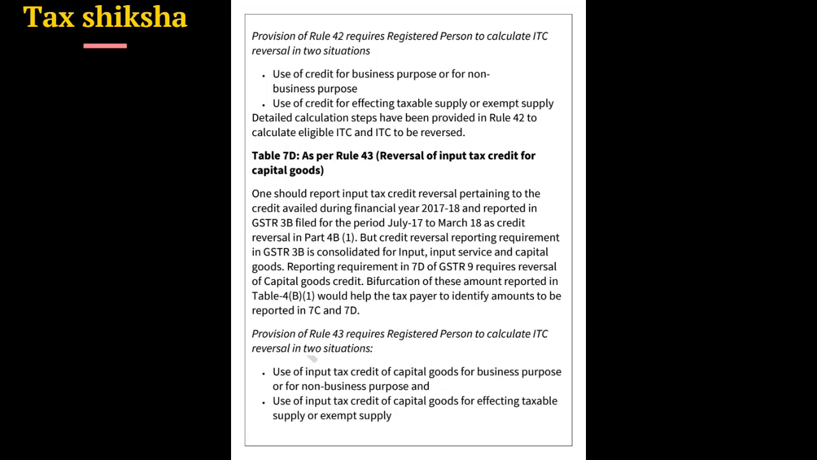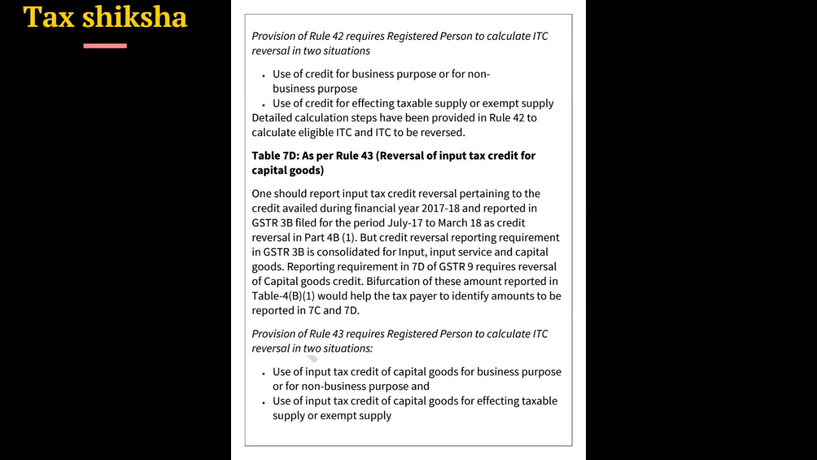One should report input tax credit reversal pertaining to the credit availed during financial year 2017-18 and reported in GSTR 3B filed for the period July 17 to March 18 as credit reversal in Table 4B, 1. But the credit reversal reporting requirement in GSTR 3B is consolidated for input services and capital goods. The reporting requirement in 7D of GSTR 9 requires reversal of capital goods credit. Bifurcation of these amounts reported in Table 4B, 1 would help the taxpayer to identify amounts to be reported in 7C and 7D.